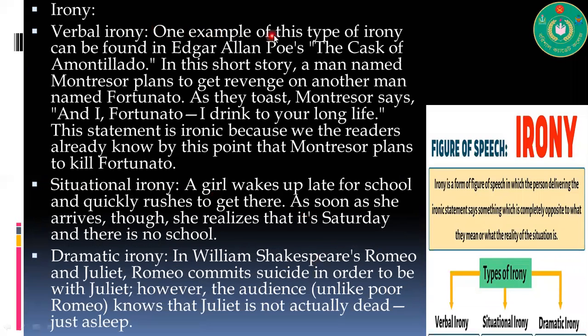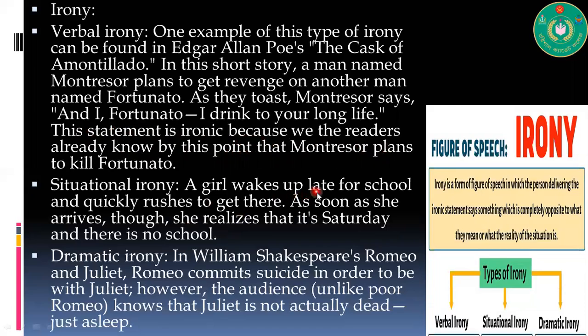One example of verbal irony can be this Edgar Allan Poe story, The Cask of Amontillado. In the short story, a man named Montresor plans to get revenge on another man named Fortunato. As the toast says, "And I, Fortunato, drink to your long life." This statement is ironic because we, the readers, already know by this point that he plans to kill him.